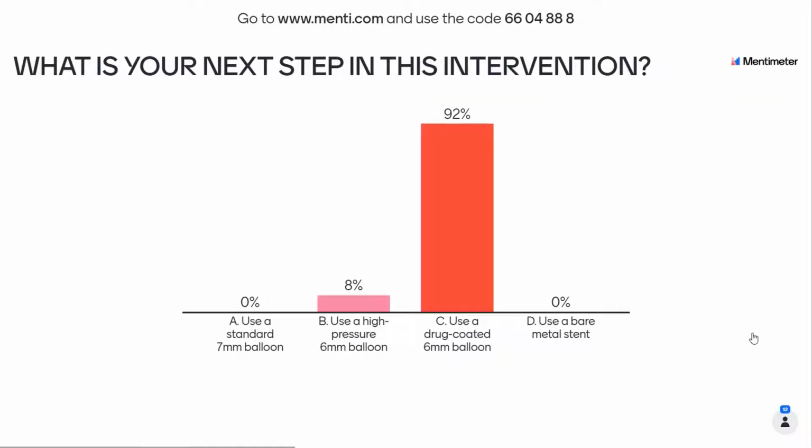So maybe we can show the results. Yes, almost 90%. And that's exactly what we did. And maybe we should have done this intervention before. So let's take a look at the evidence on these drug-coated balloons.